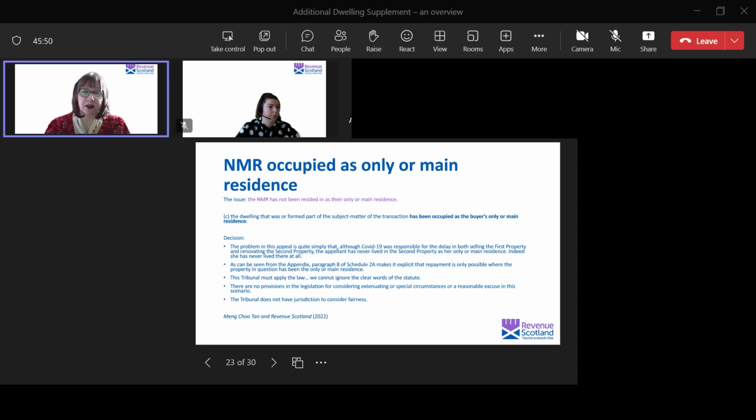And this is consistent with other tribunal cases. There can be no consideration of fairness or exceptional circumstances in relation to why that new main residence was never used as a main residence. But that's not to say that Revenue Scotland doesn't empathise with the various circumstances that taxpayers find themselves in, but they don't meet this repayment condition. However, we have to work within the provisions of the legislation that we have. I'm just going to move on to some other common issues arising.